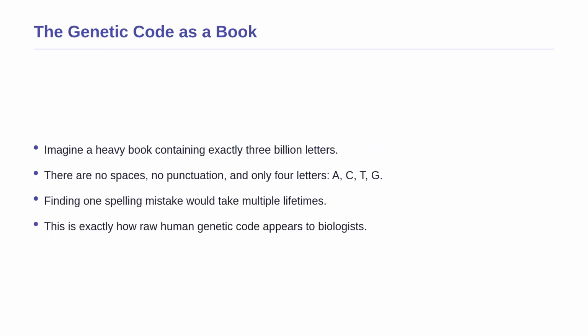To begin, I want you to imagine that you are handed a massive, heavy book. This book contains exactly 3 billion letters, but there are no spaces, no punctuation, and only 4 letters used over and over again: A, C, T, and G. Now, imagine trying to read this book to find a single spelling mistake that causes a genetic disease. It would take you multiple lifetimes of just staring at pages. This is exactly what the human genetic code looks like to biologists when they first extract it from a cell. It is an overwhelming amount of information.